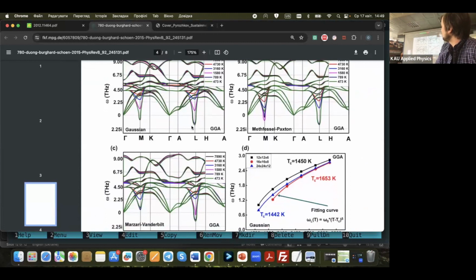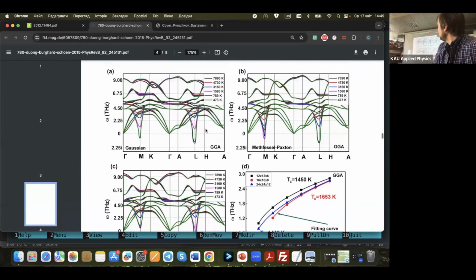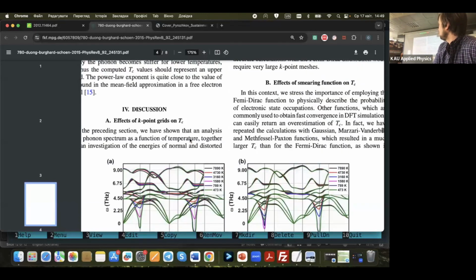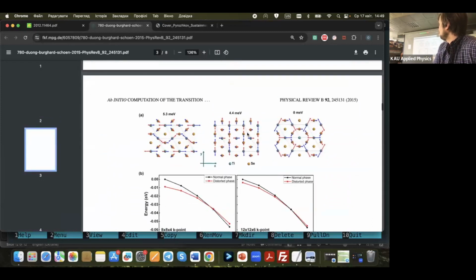So this is the physics behind this Kohn anomaly. When we see such an anomaly, we have imaginary frequencies, but frequency is something real. So we can't have negative frequencies. If we see this, it means something is wrong with our structure. For titanium diselenide, it means that we had to displace atoms in some direction to create a more stable CDW form. This is the connection to the Kohn anomaly.